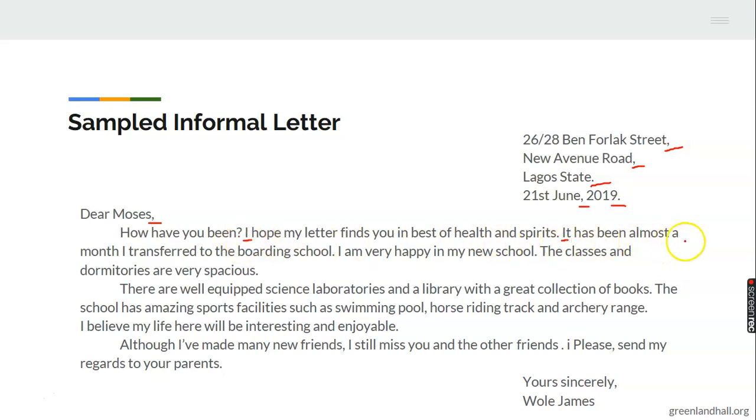It has been almost a month I transferred to the boarding school. First up, I am very happy in my new school. The classes and dormitories are very spacious. There are well-equipped science laboratories and a library with a great collection of books. The school has amazing sports facilities such as swimming pool, horse riding track, and archery range. I believe my life here will be interesting and enjoyable. Although I have made many new friends, I still miss you and other friends. Please send my regards to your parents.